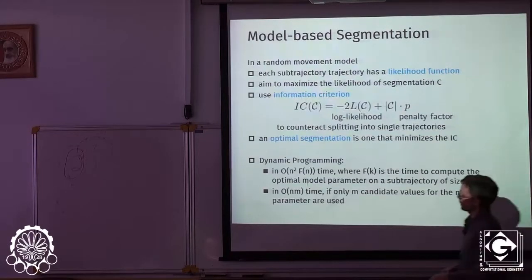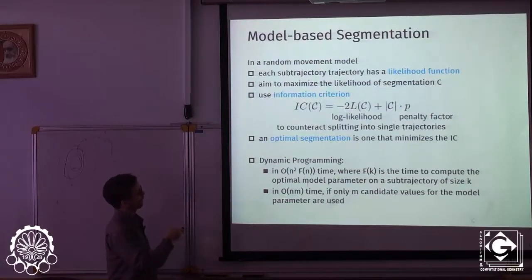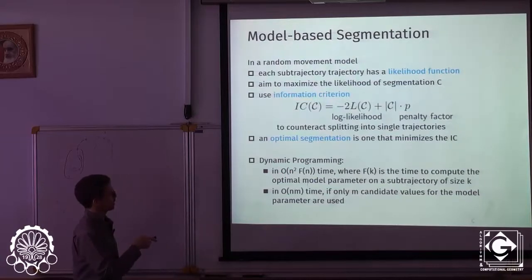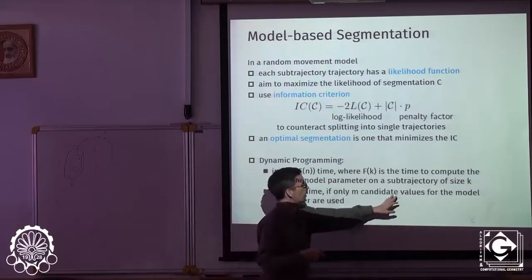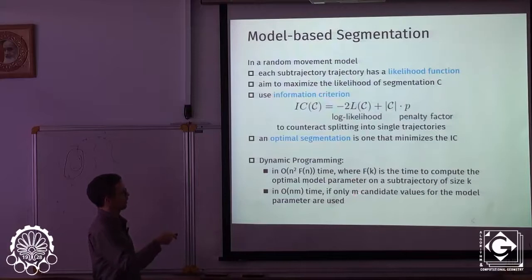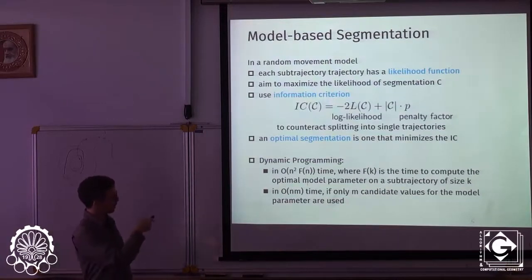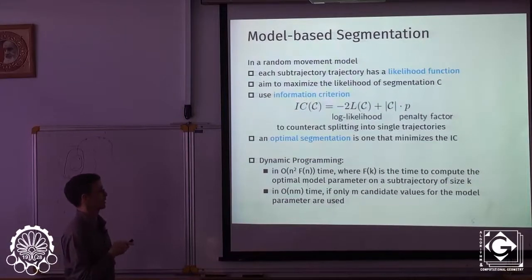And okay, as I said, we have already seen a few dynamic programming algorithms. This again is a simple dynamic programming algorithm, essentially the n squared algorithm that we already saw, where I have an additional term which relates to computing the optimal parameter for a certain subtrajectory. Or, if I already have a discrete set of diffusion coefficients as candidates, so I know I want to fit to a subset of these diffusion coefficients, then I can have a dynamic programming table where I have a row for each candidate, and then I get an order n times m algorithm. But instead of going into detail about this algorithm, I'd like to move on to the classification or clustering problem.